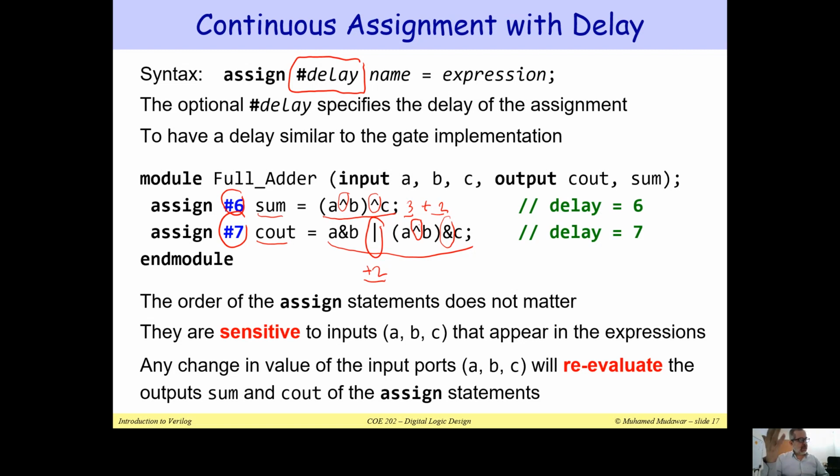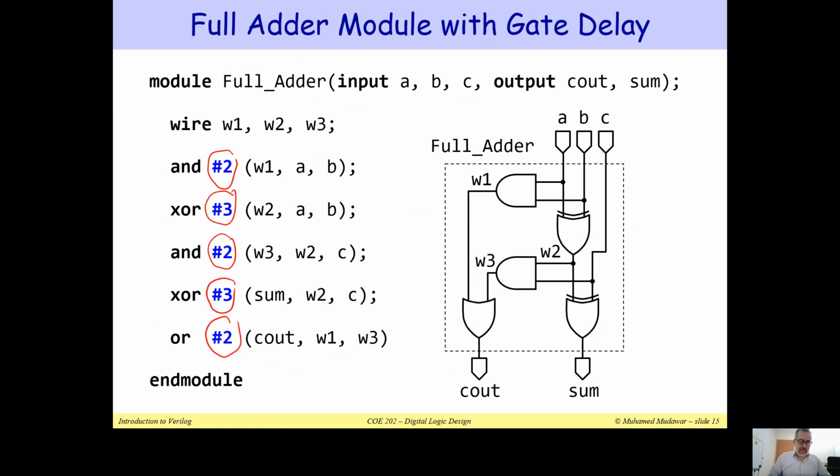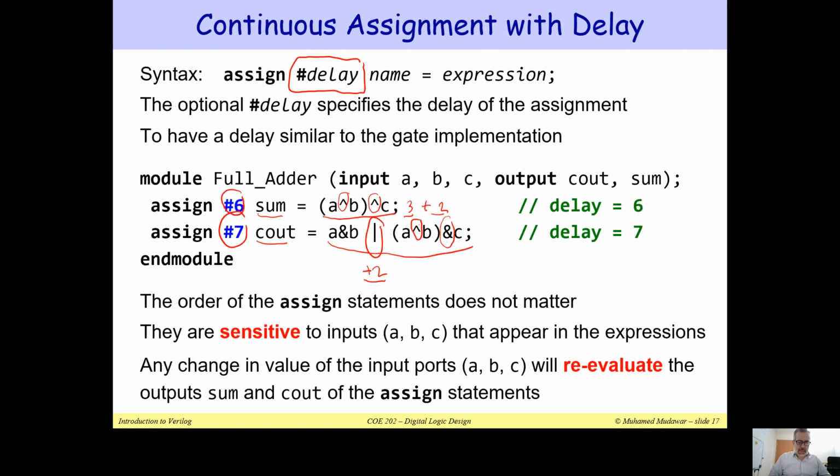So we assumed in the previous description, if we go back to it, that the delay of the AND is 2, the delay of the OR is 2, and the delay of the XOR is 3. So we're using the same delays here, but notice that we are associating this delay with the whole expression. And again, we go along the critical path, as I talked about in a previous lecture.